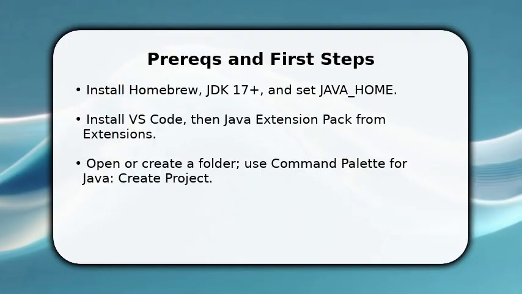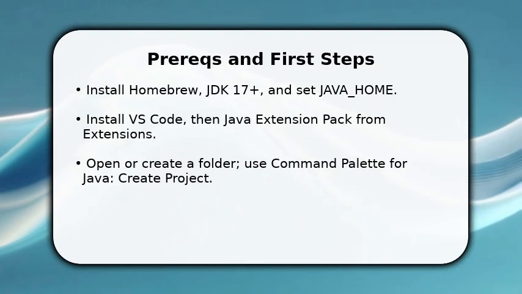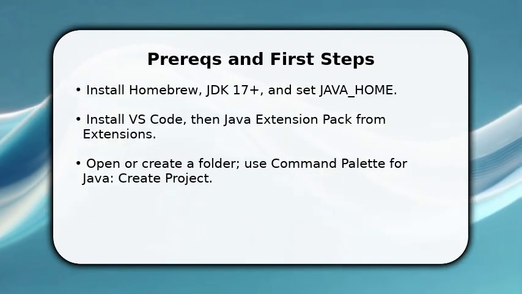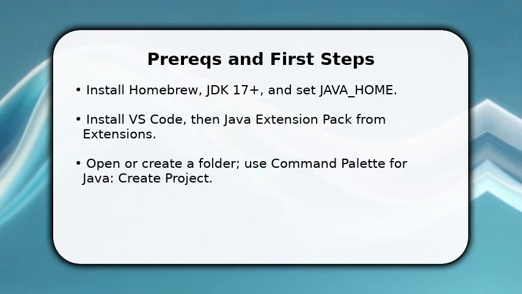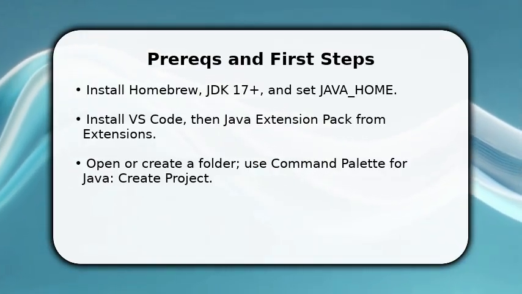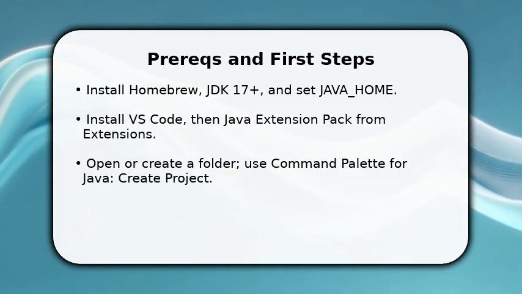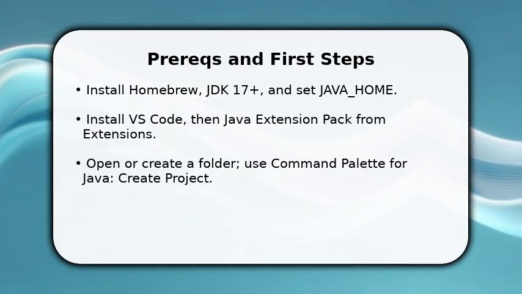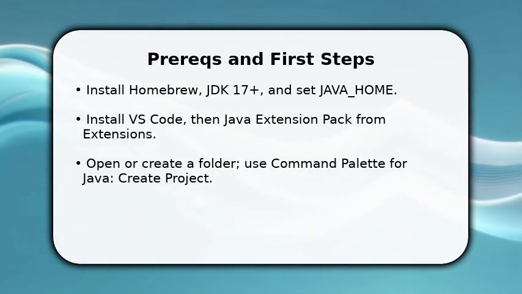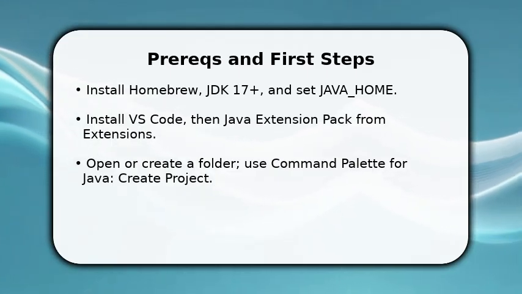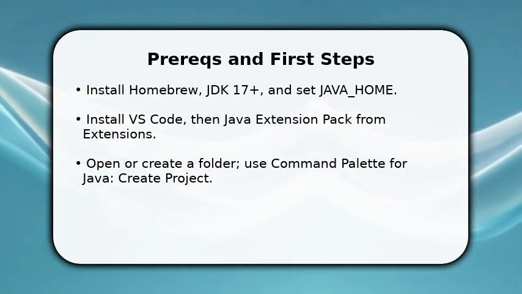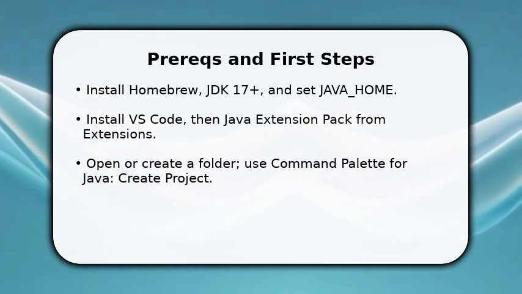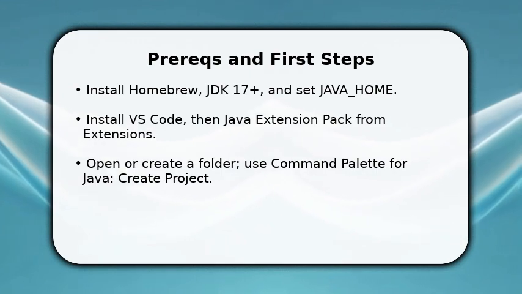You start by ensuring prerequisites are in place: Homebrew, a JDK 17 or newer, and VSCode. Once done, install the Java extension pack inside VSCode so language support, debugger, and build tools work. Next, open a project folder or use the command palette and choose Java: Create Java Project to scaffold files. This step gives you launch.json and tasks.json automatically, so make sure Java Home points to your JDK and your terminal recognizes java and javac.